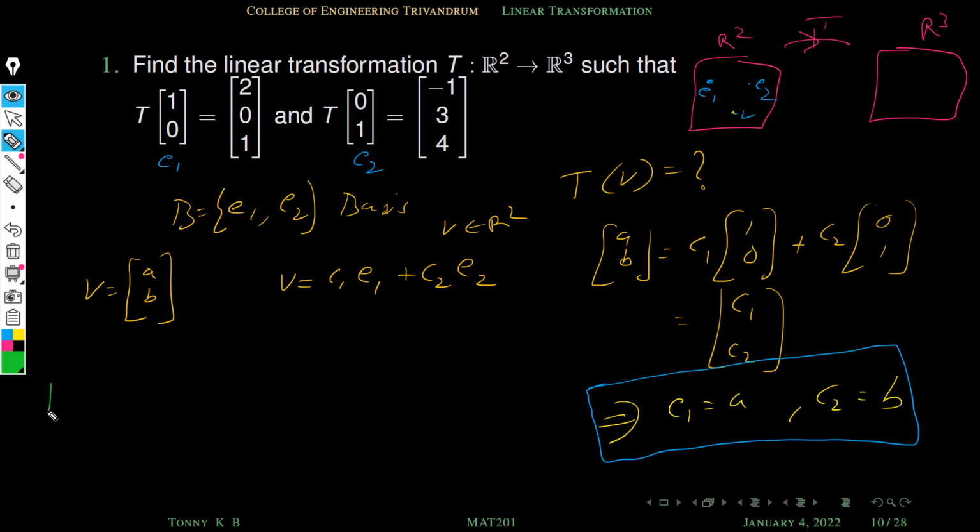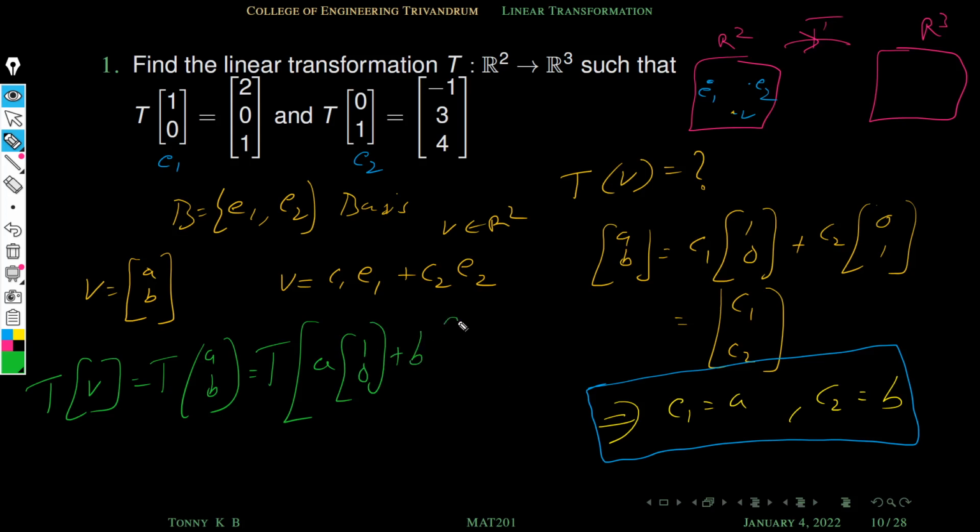Now we are ready to find the image of an arbitrary element V, T of V. What is T of V? T of (a, b), and we know that this (a, b) can be written as C1 times E1, where C1 is a, so a times (1, 0), plus C2, that is b times E2, (0, 1). Then using the linearity property, we can expand this as a times T of (1, 0) plus b times T of (0, 1). It is given that T of (1, 0) equals (2, 0, 1) and T of (0, 1) equals (-1, 3, 4). You can substitute these two.